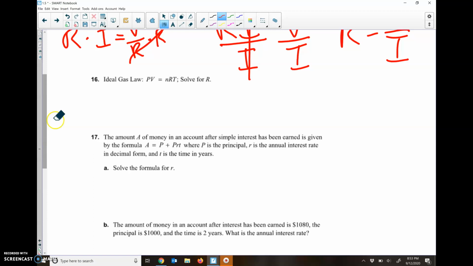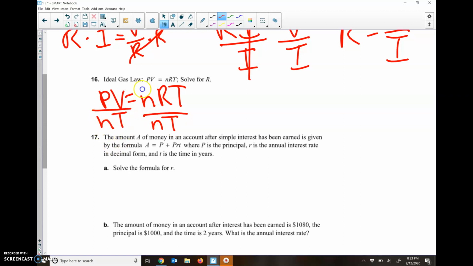Here we've got another one. P times v equals n times r times t. We're solving for r. That says n times r, that says r times t. The opposite of times is to divide. So divide both sides by n and t. N divided by n cancels out, t divided by t cancels out. Do it to the other side. So r equals p times v divided by n times t.